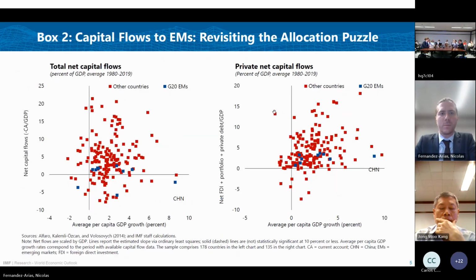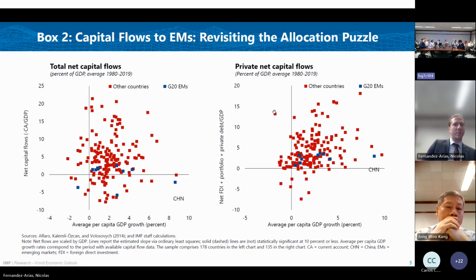So let me take a quick sidestep to discuss one of the boxes we do, which looks at the allocation puzzle. The allocation puzzle is something that has been documented in the literature on international capital flows. It is basically the fact that there doesn't seem to be a strong correlation between net capital flows and growth in per capita output.